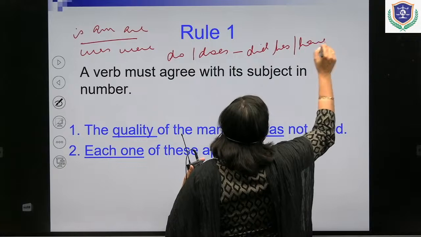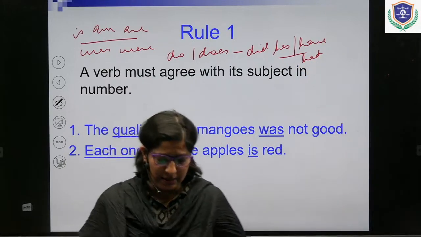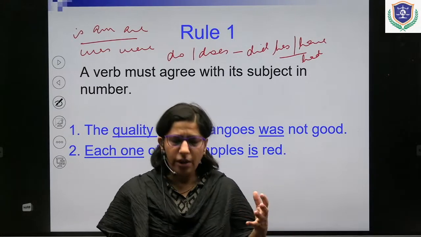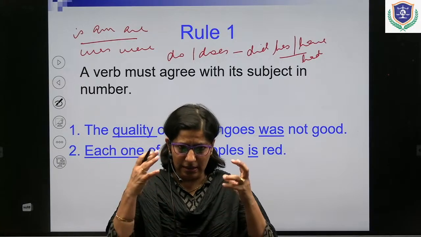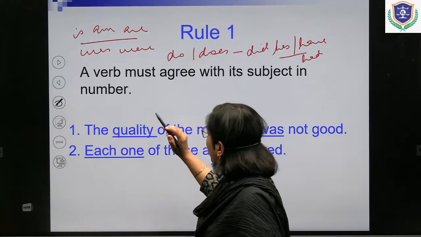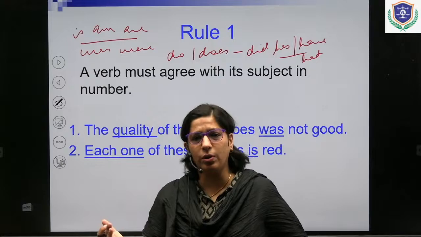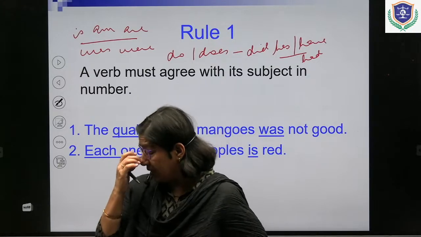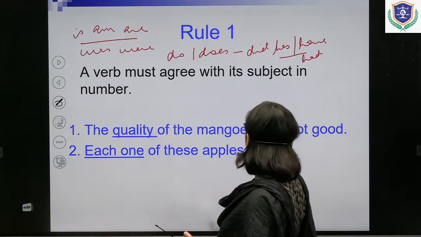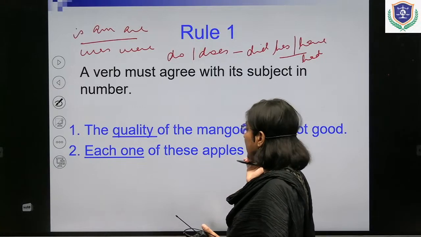Has, have, past tense of which is had. So as students, you need to master this art of being very aware of the verb forms. Okay, so now it's written here: single subject, single verb, plural subject, plural verb. Here there are these two sentences: The quality of mangoes was not good or is not good, and each one of these apples is red.